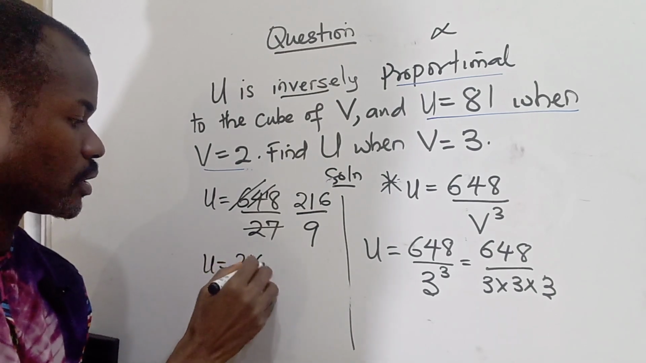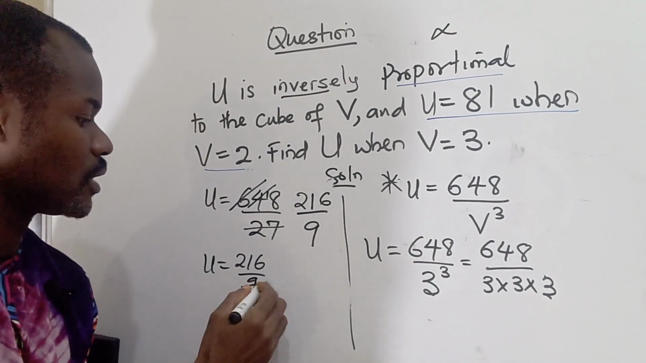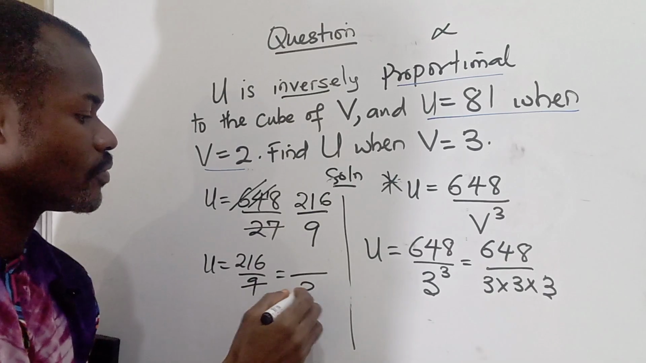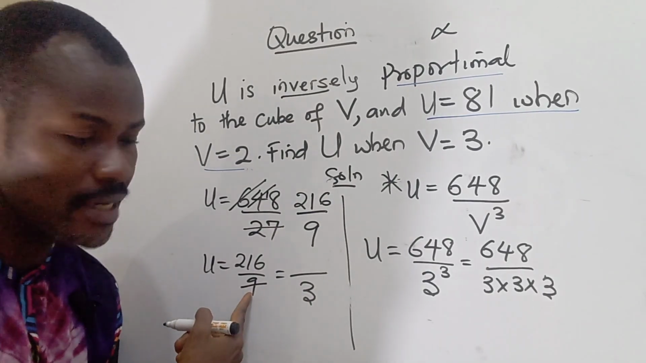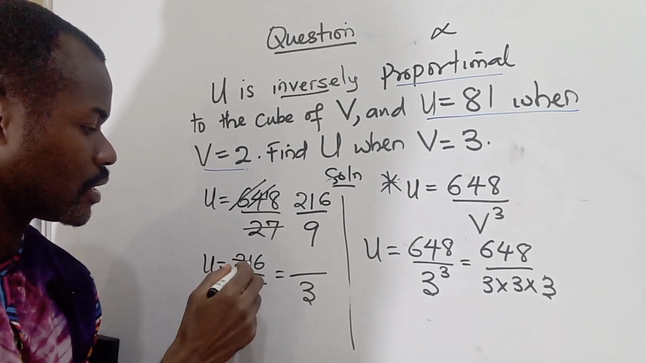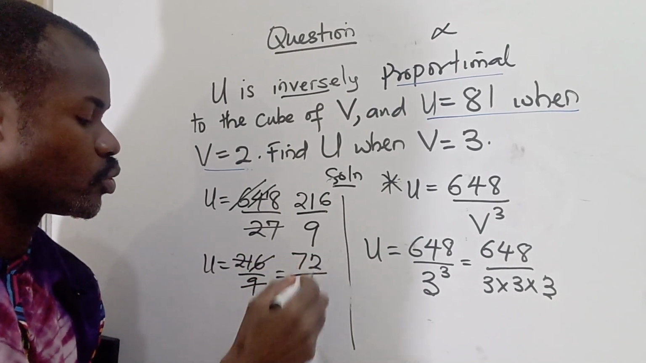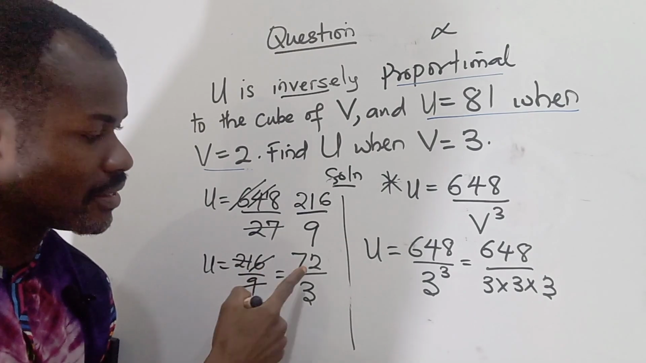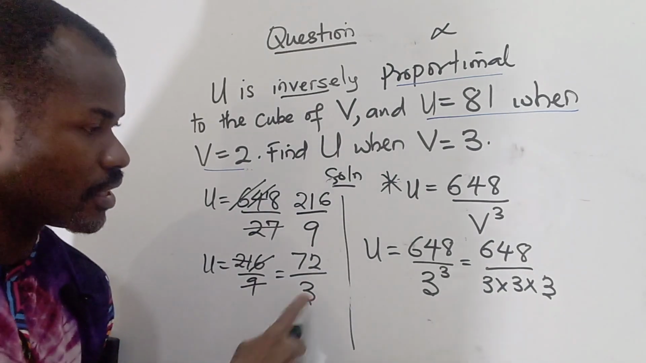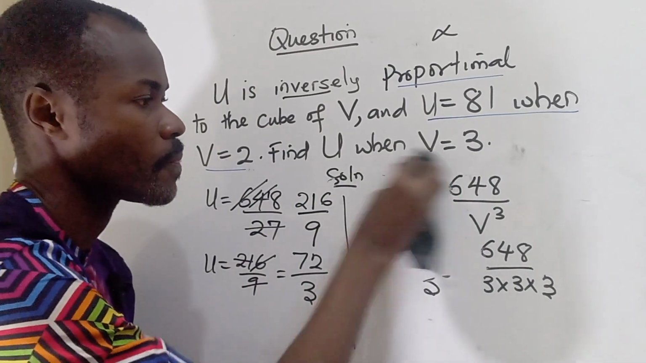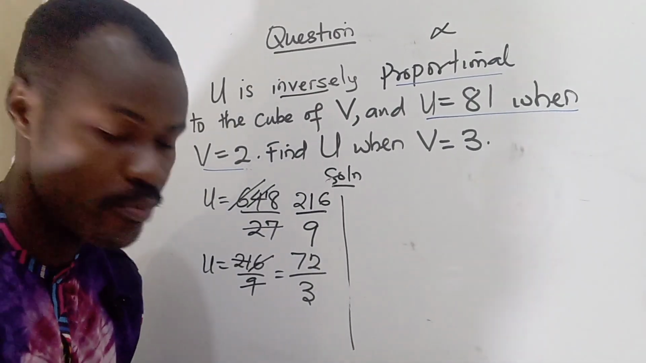So u equals 216 divided by 9. What can go into 3? 3 into 9 is going to give us 3, because 3 times 3 will give us 9. Now 3 into 216: 3 into 21 is 7, and 3 into 6 is 2. So 3 into 216 is 72. So finally, we now have 72 divided by 3, and that will give us the value of u in this problem.